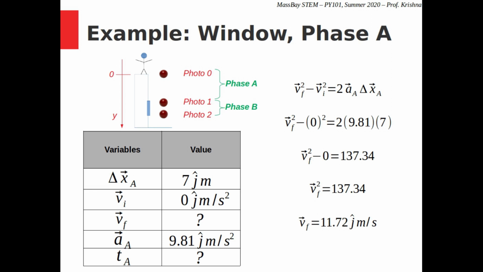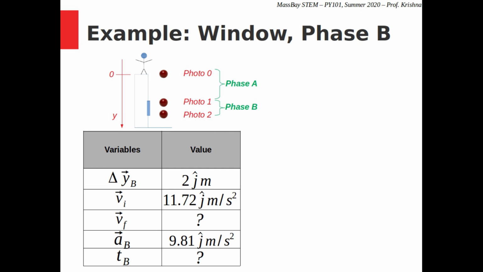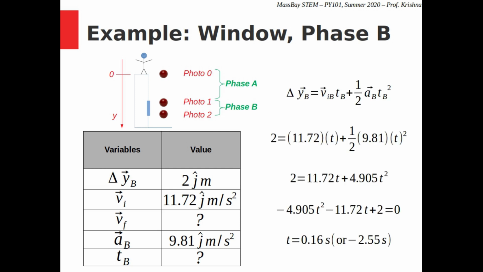Now, the final velocity in phase A is very handy because it is also the initial velocity of the ball in phase B. With this initial velocity, we now have 3 pieces of information and we can use equation 2 to solve for the time that it takes for the ball to fall past the window. It works out to 0.16 seconds.